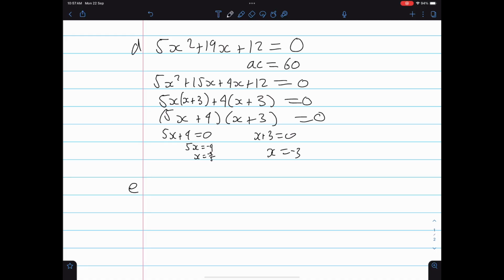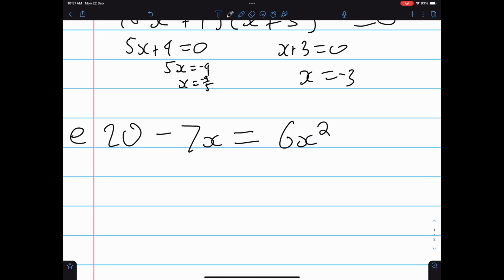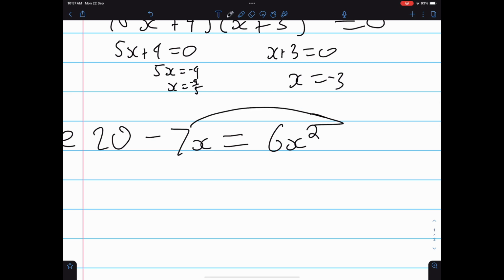Now, for E, this is by no means any different to the previous one. It just requires a bit of rearrangement. So here, we remember to solve a quadratic equation, it must equal 0. So we will add 7x to this side, and then subtract 20 to give us 0.